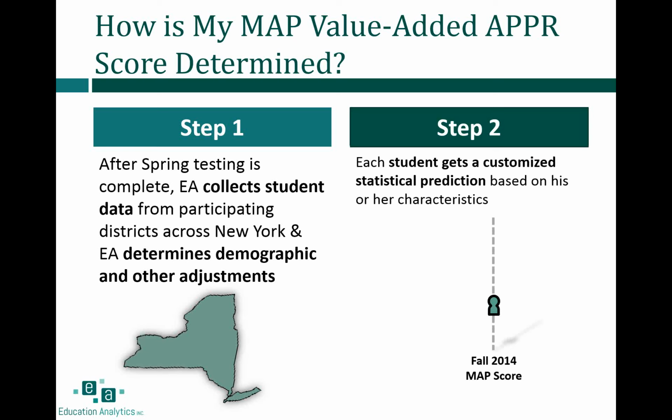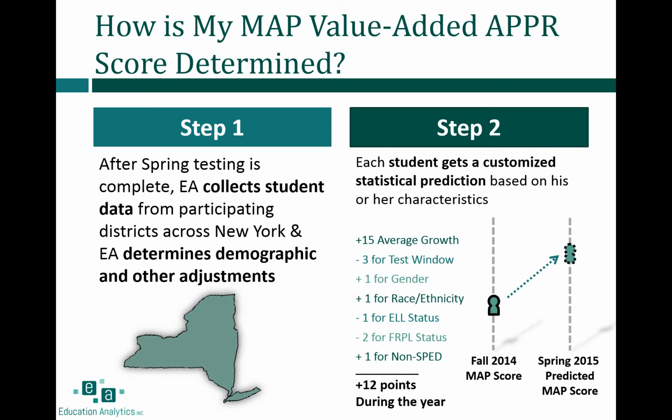The second step in the process is Education Analytics makes a customized statistical prediction for each student based on his or her characteristics. So what we do is we have that fall test score for each student, and then we look across the state after spring testing has completed. We make sure we can get a customized prediction for each student based on his or her characteristics.